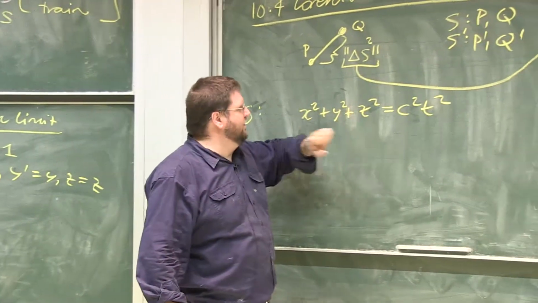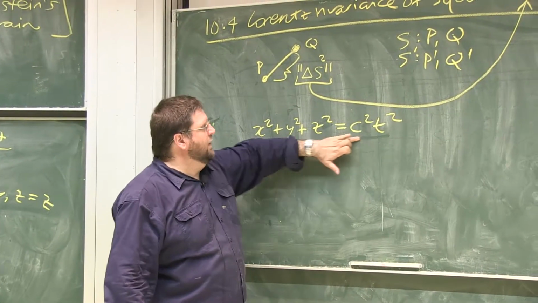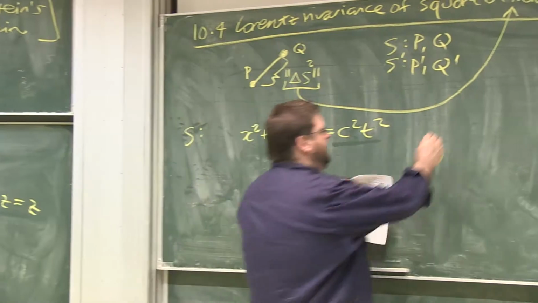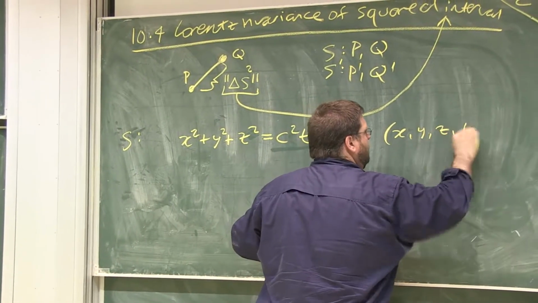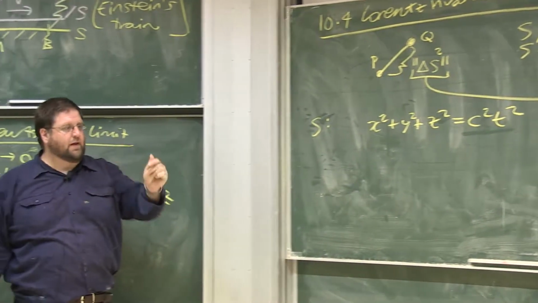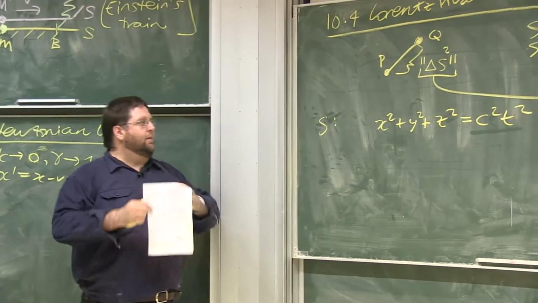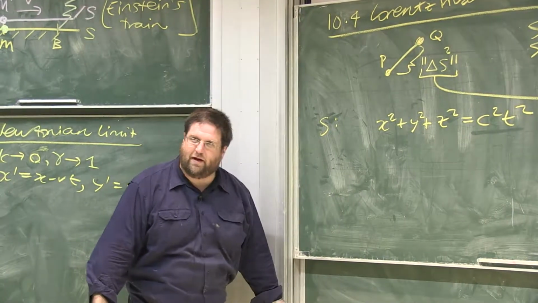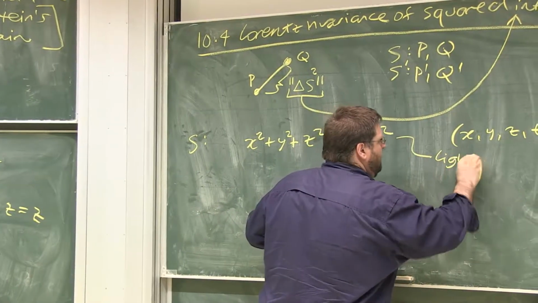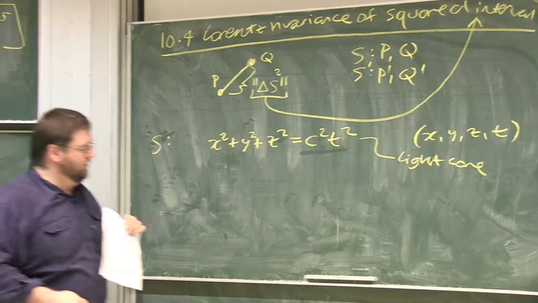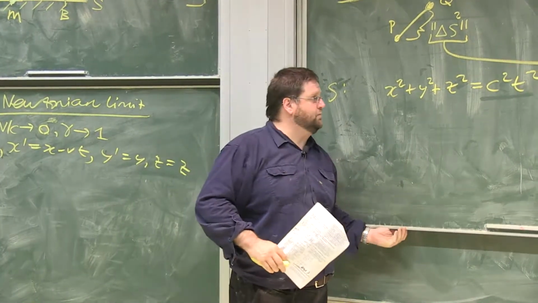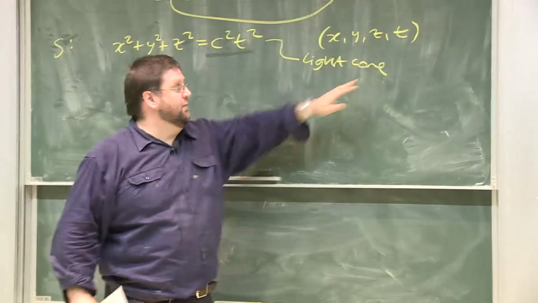X squared plus y squared plus z squared, by Pythagoras' theorem, is the distance squared that light travels, and the distance is ct. So this set of points, x, y, z, t, that obey this equation corresponds to a light pulse expanding from the origin of space-time, expanding in the future. By the way, in the past it contracts to a point and then expands again. This thing is called the light cone. I'll talk more about light cones in the context of the causal structure of space-time soon enough. But for now, let me just give this a name, the light cone. I'll justify why it's called a cone at some later date.